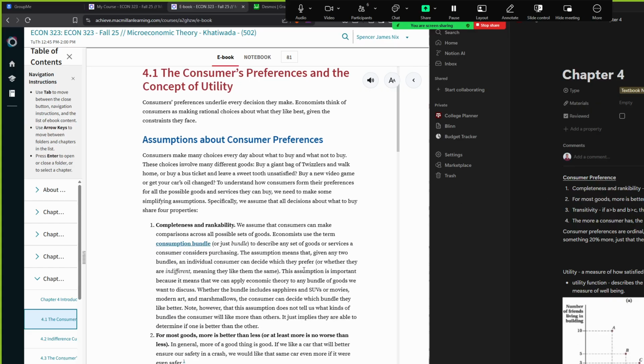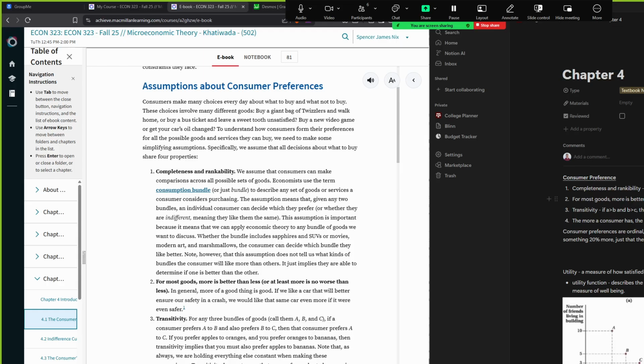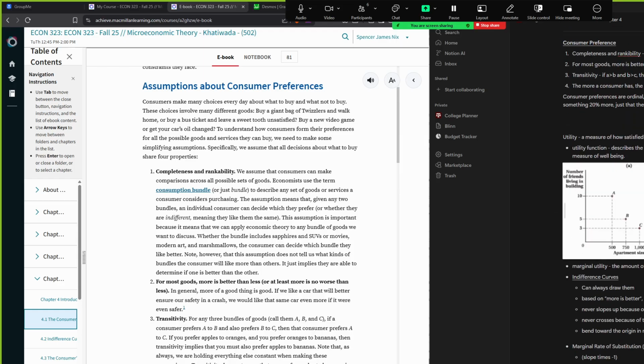The second thing is, for most goods, more is better. The example it gives is if I was buying a car because it's a safe car, then it would be better for me if there was an even safer car. So more is better, in most cases. These are just general rules. They're not for every situation, but it's an assumption that we make.